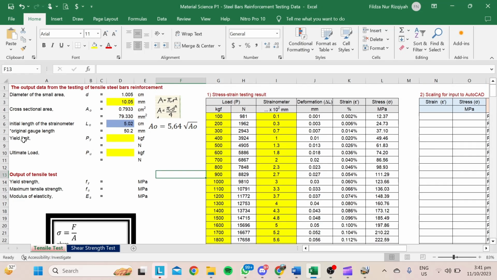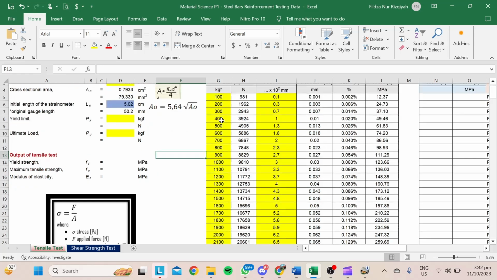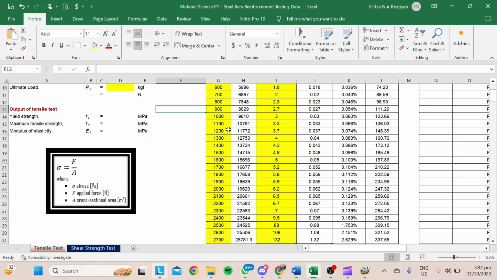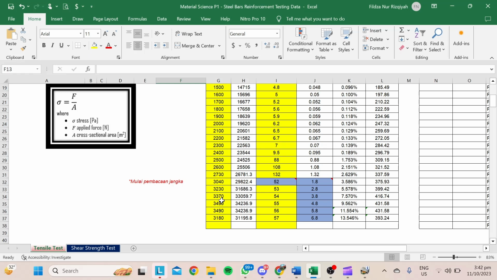Okay, the next thing we have to do is note some important data from the stress and strain testing result, such as the yield limit and ultimate load. First, the ultimate load, which has the biggest nominal of load before the steel fails. You can see which load has the biggest nominal on your data.